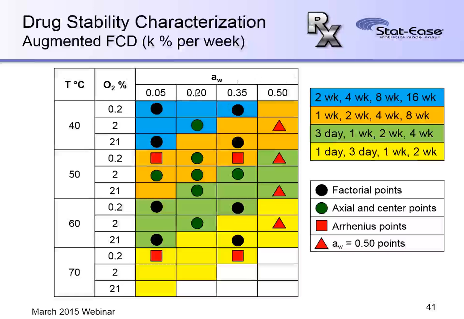What ends up happening in this experiment is that for all of the design points in the blue region, we measure the drug degradation at 2 weeks, 4 weeks, 8 weeks, and 16 weeks. This is done because we expect the drug to degrade slowly in this region. Conversely, once we move up to the yellow region, we expect drug degradation to be quite fast. So we would still measure the drug 4 times, at 1 day, 3 days, 1 week, and 2 weeks. And then we would look at the 4 time points that each of these points are measured at and estimate a degradation rate.